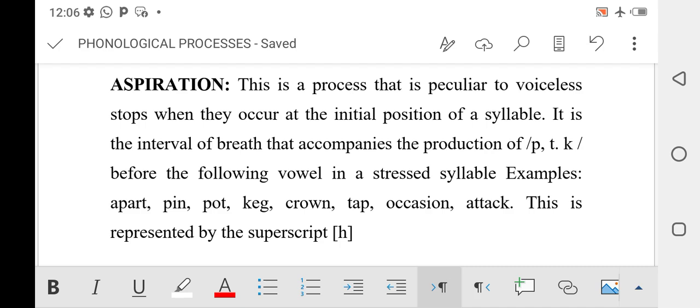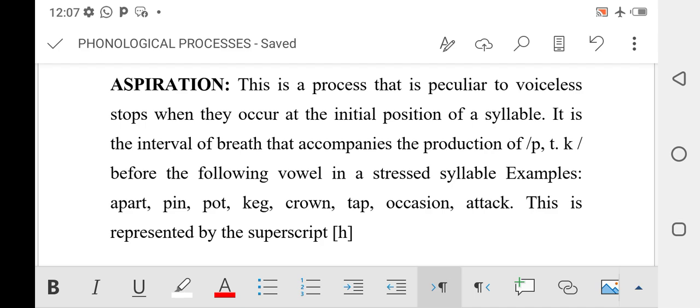Now, in aspiration, the voiceless stops, whether it is P or T or K, when it is followed by a stressed vowel, okay, the stressed vowel is the vowel that is in a stressed syllable. All right, so when it is followed by a stressed vowel, we say that that sound is aspirated.